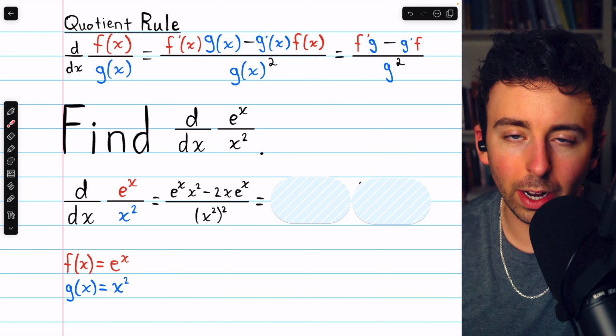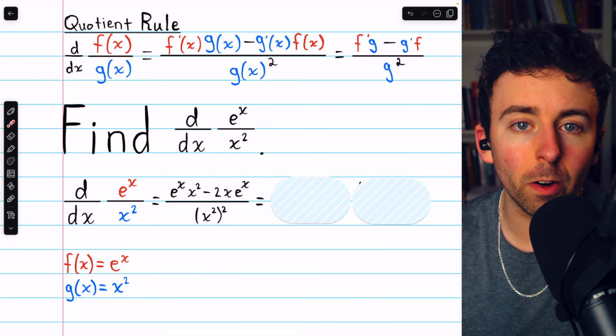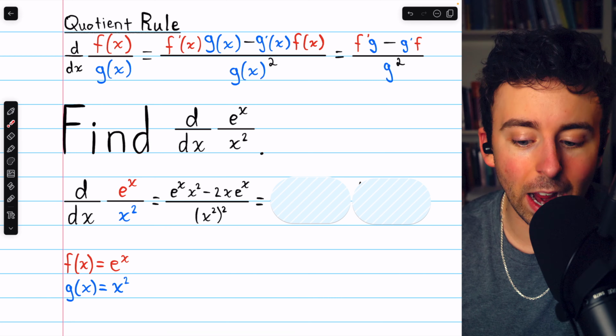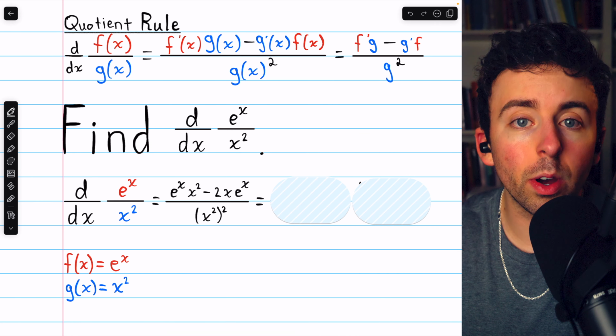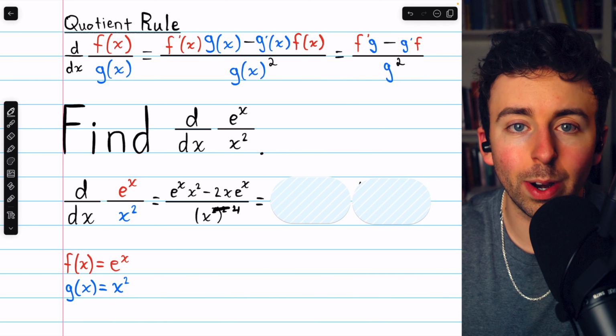So that's our numerator using the quotient rule. And then we have to divide by g squared. g is x squared, so g squared is x squared squared. Then we can cancel out a factor of x. In the denominator, we have x to the 4, x squared squared.